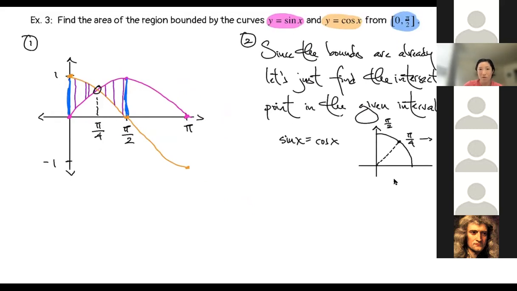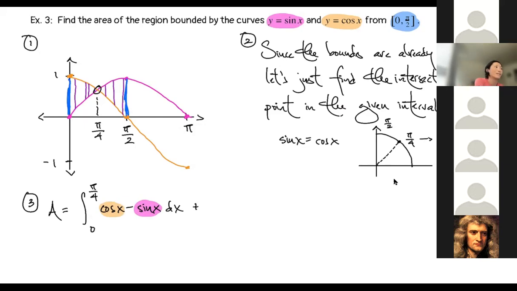All right, so we've done our diagram, we've done our bounds. Let's set up our integral. My first integral, I could say, is from 0 to pi over 4 of cosine x minus sine x dx. Cosine is the top of the purple rectangles in that part, and sine is the bottom of those purple rectangles, right? So top minus bottom, there we go.